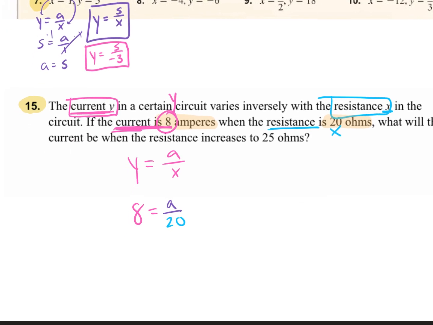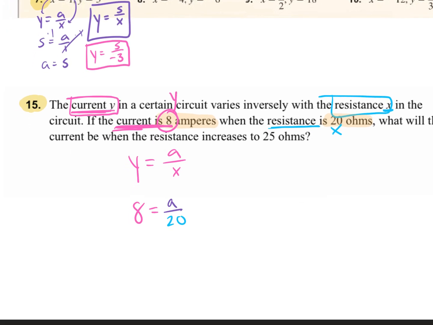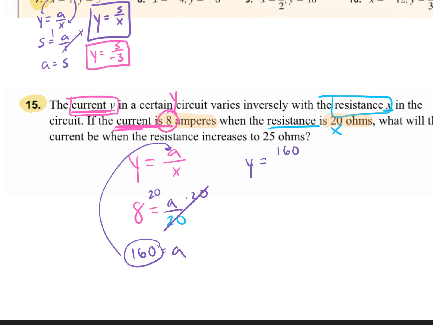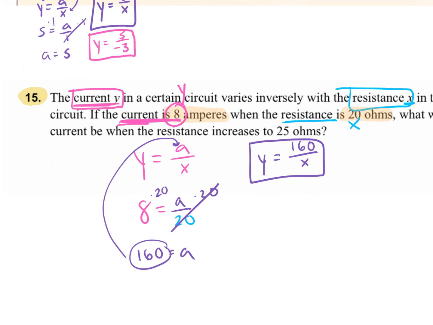Okay. So how would I solve for a? Multiply by 20 on both sides, so it cancels out. So I get 160 is equal to a. So just like I did with the equation before, I'm going to take the 160 and plug it into the a. So my equation is y is equal to 160 over x. So this would be my equation, and it says, what will the current be when the resistance increases to 25?